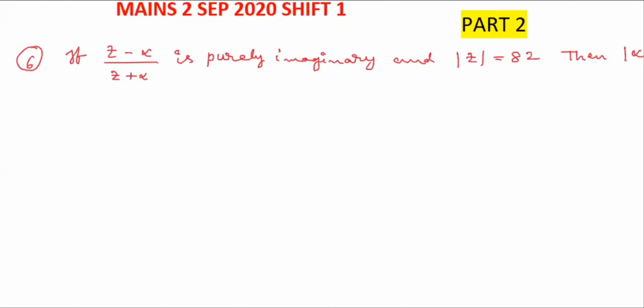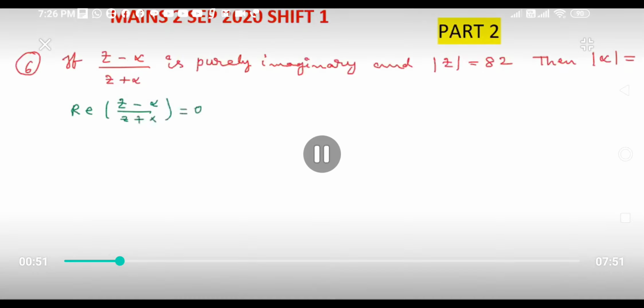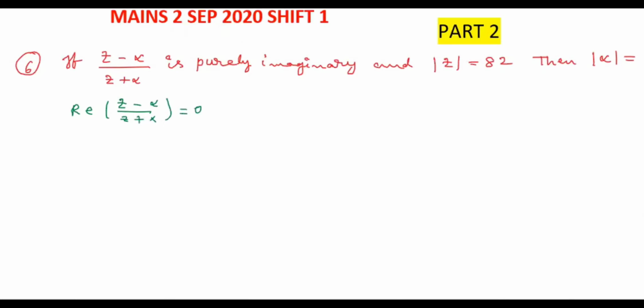Sixth question. Z minus alpha divided by Z plus alpha is purely imaginary and mod Z is equal to 82. Then mod alpha is equal to, this is the question. Purely imaginary means what? Real part of Z minus alpha divided by Z plus alpha is equal to 0. So purely imaginary means real part is 0. So here we know the condition.